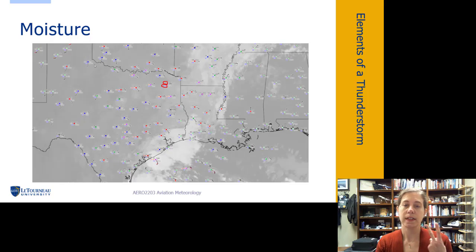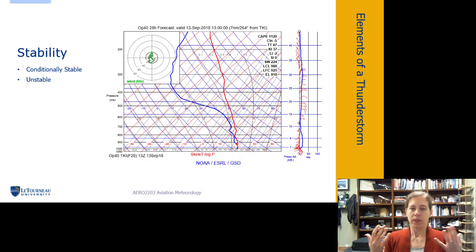So that is our second ingredient. We talked about lifting action. Second ingredient is moisture. The third ingredient for thunderstorms is stability. So stability, let's talk about this.